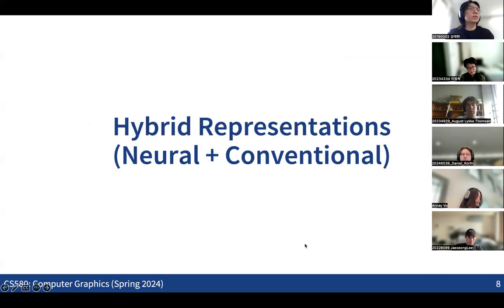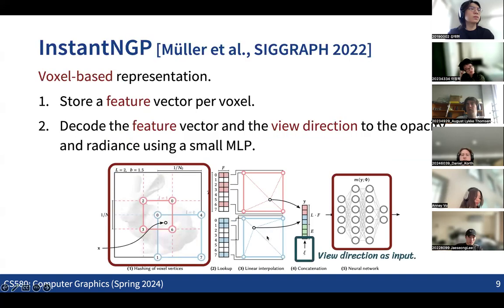So those are all cases where we are only using an implicit representation. After that, people also started to look into making hybrid representations, combining implicit and explicit representations. Since this is not a neural network course, I'm going to skip some details and briefly go over some basic ideas.